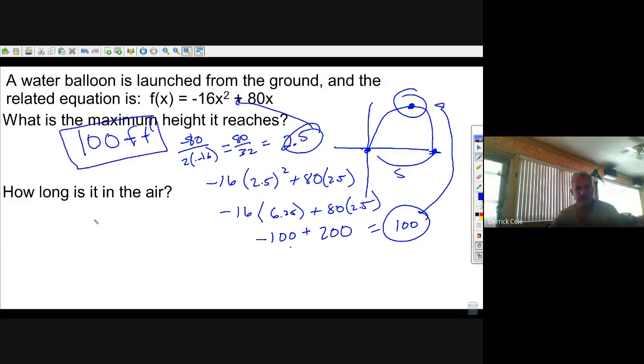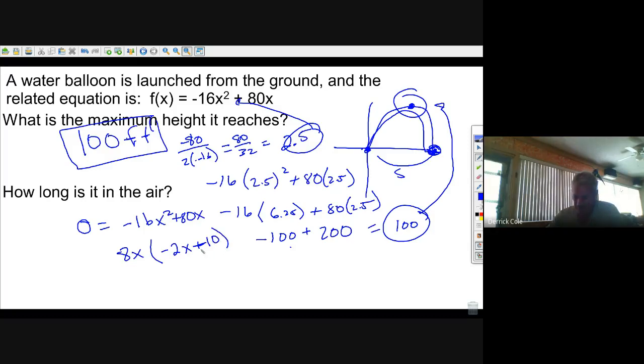All right, how long is it in the air? It starts here and it goes up here and it stops here. I need this to be equal to 0. We're going to set it equal to 0. Remember that? So I'm going to factor out something. What goes into 80 and 16? 4, 8, 8. So 8x, I'm on negative 2x plus 10.